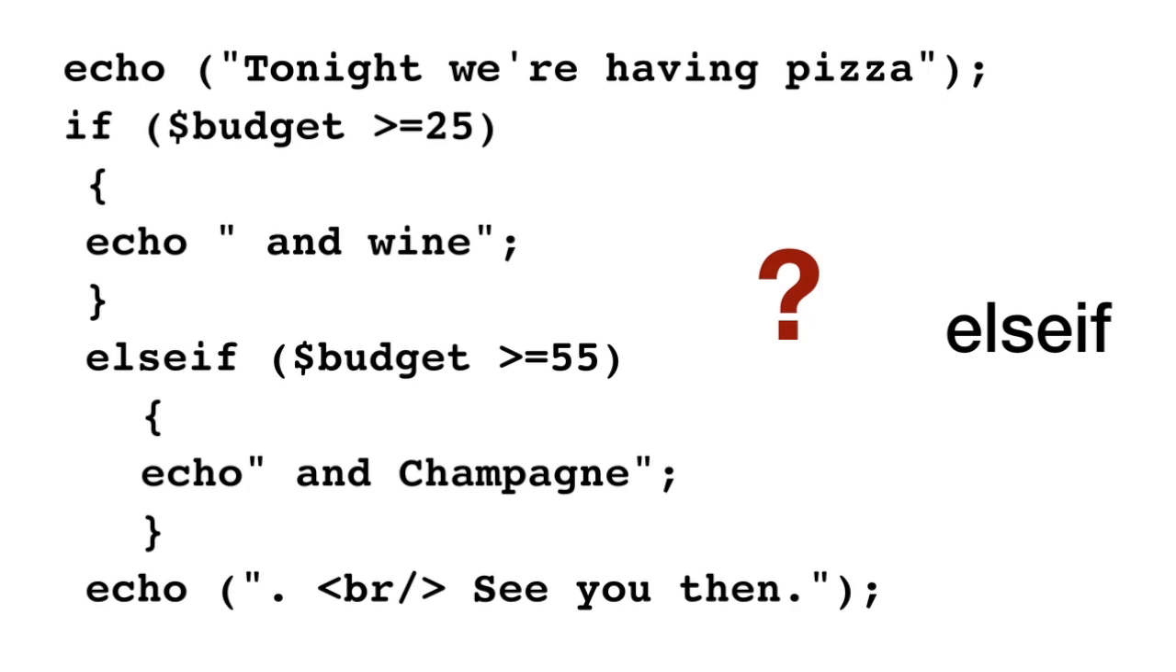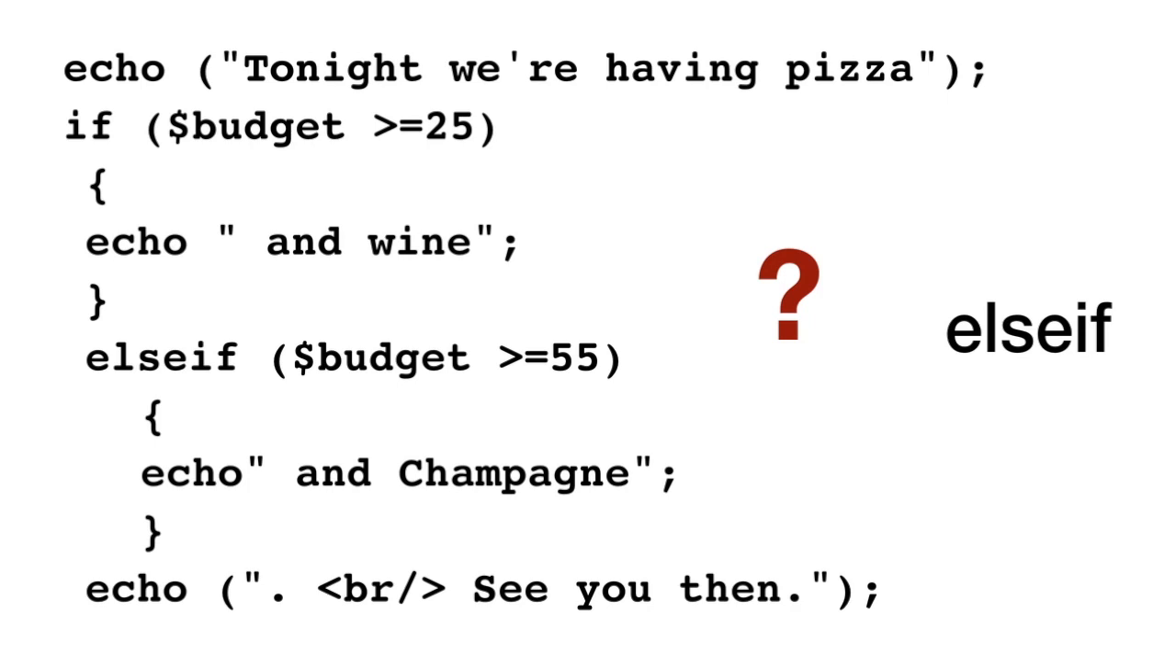Because if budget is greater than 25, then it will say and wine. Now that part of the if statement is done. And because that was true, it did the first part. And then it doesn't carry on, it just stops. So it doesn't actually check to see if it's greater than 55. It would only check to see if it's greater than 55 if the first test failed.